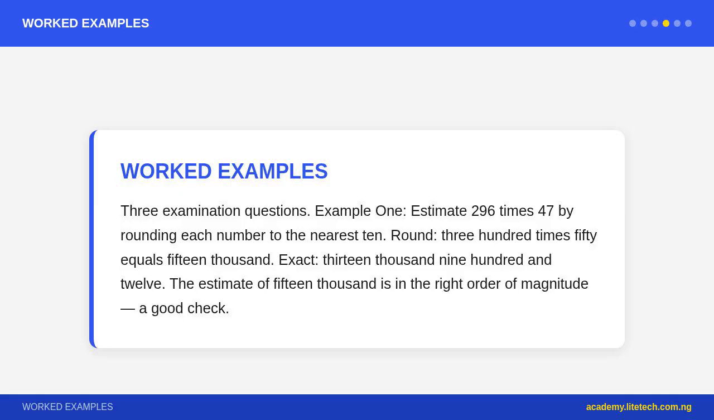Example 2. A school in Enugu has 38 classrooms. Each classroom has 43 seats. Estimate the total seating capacity. Round to nearest 10, 40 rooms times 40 seats equals 1,600 seats. Exact, 1,634 seats. The estimate of 1,600 is very accurate.